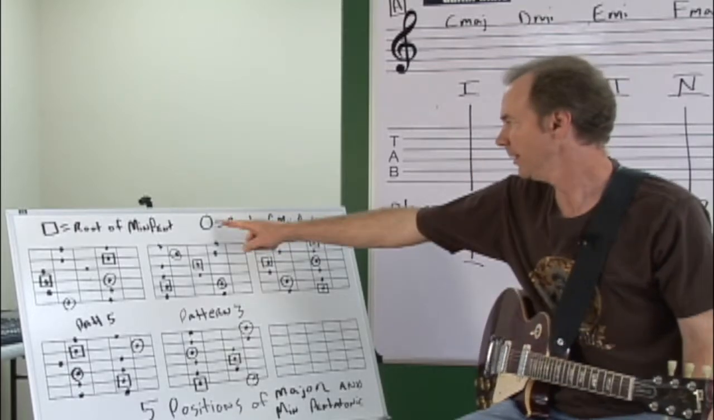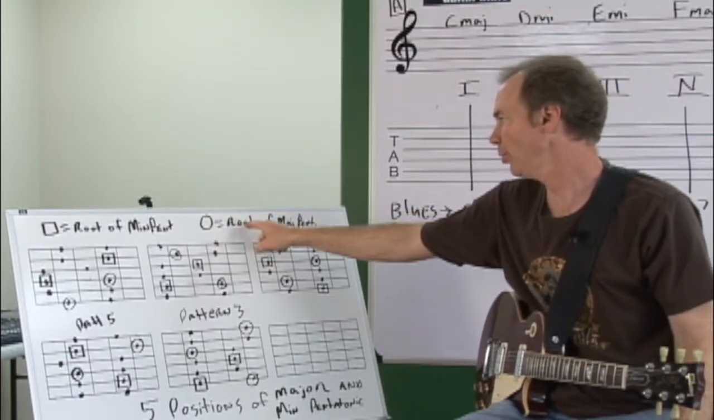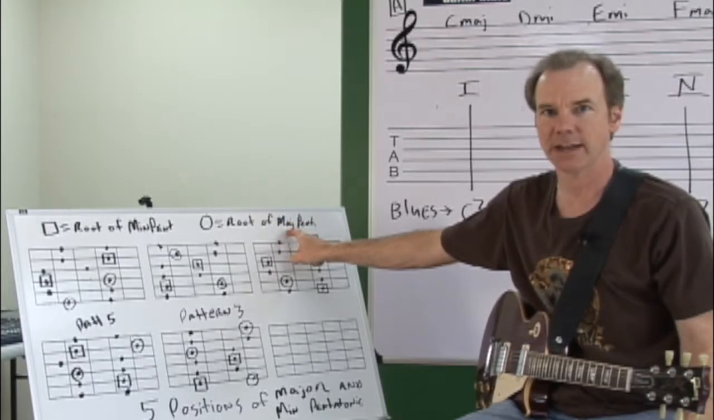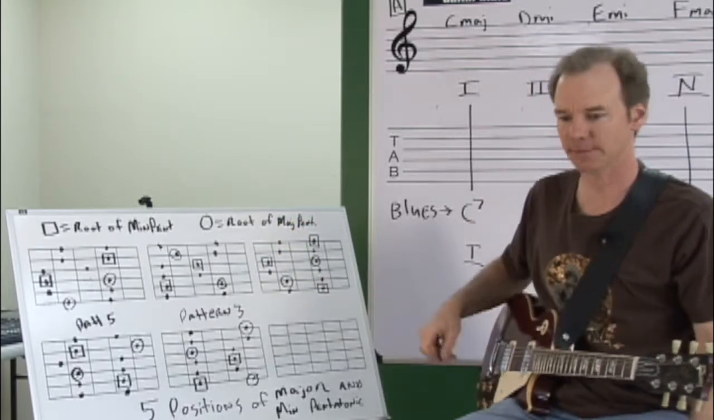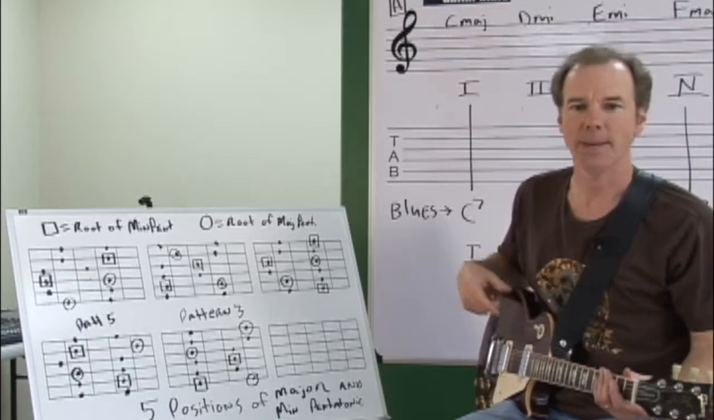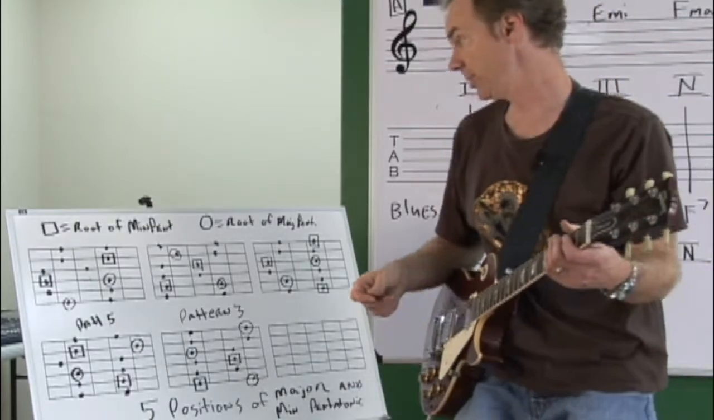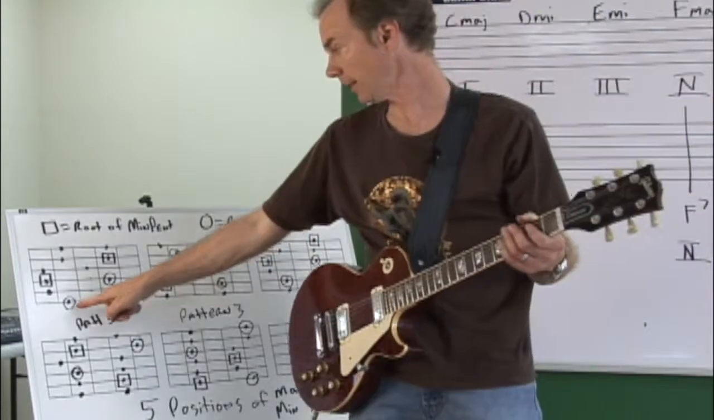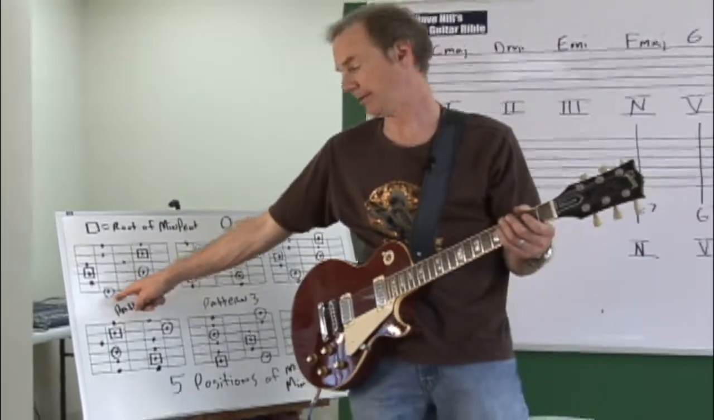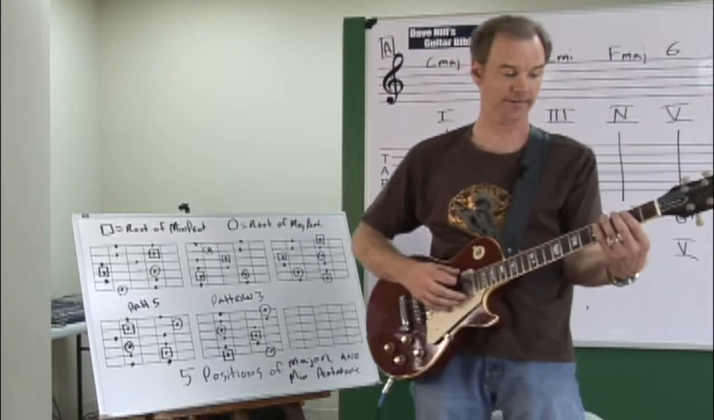Okay, the circled notes equal the root of the major pentatonic scales. Now remember, we talked about pentatonics before and how a major and a minor pentatonic exist within the same scale. So I'll use an example here of this pattern right here. This is a G major pentatonic scale.